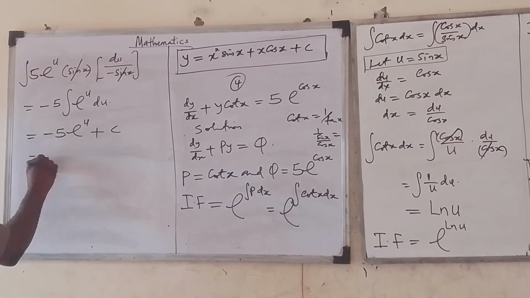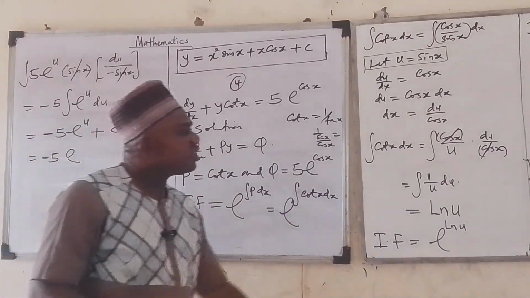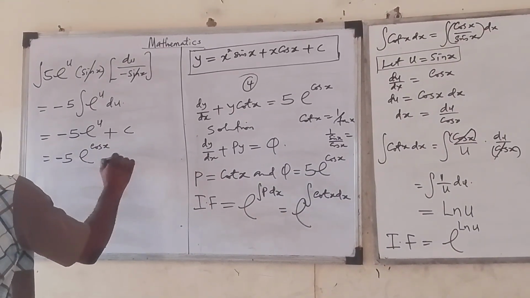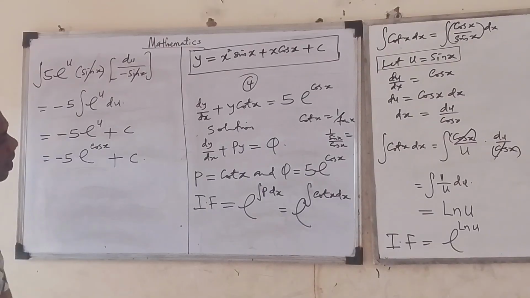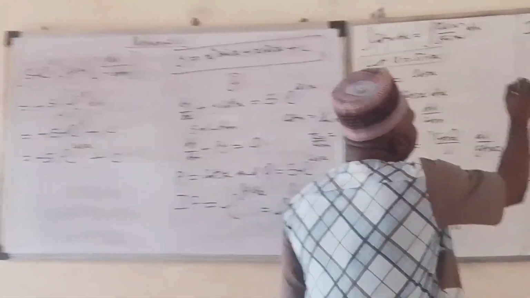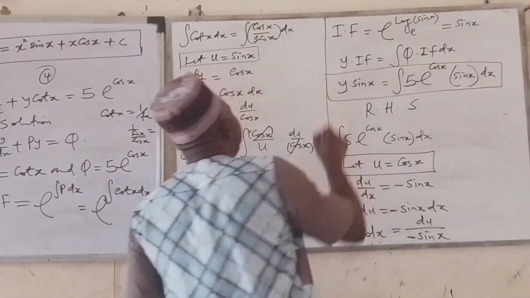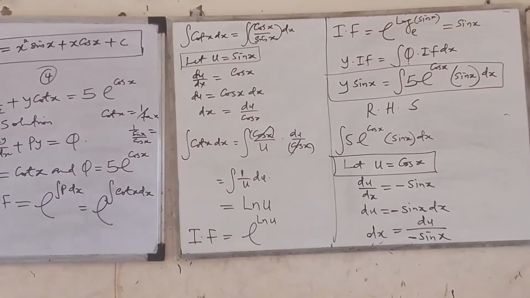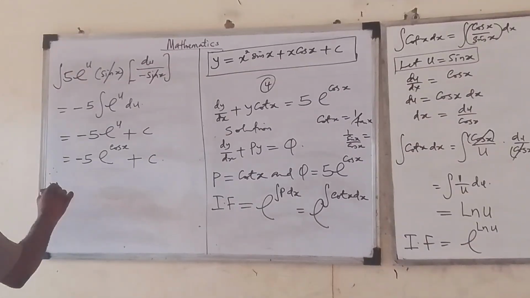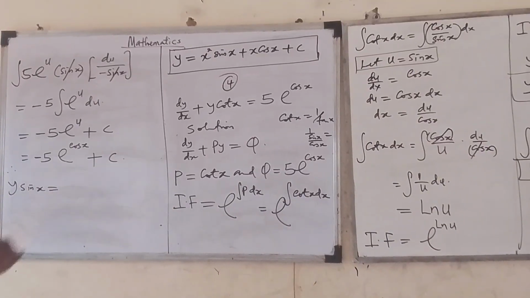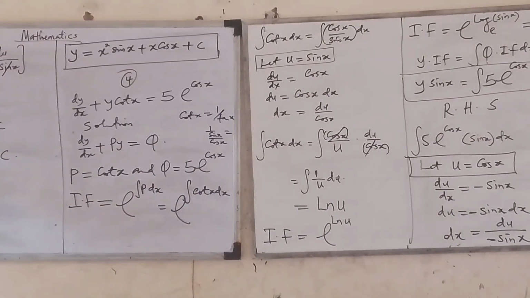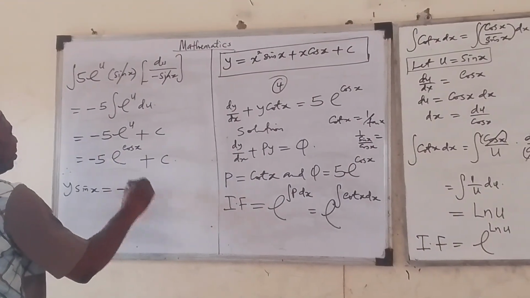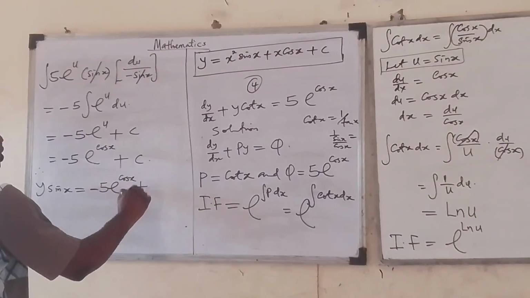So that will give us minus 5 e raised to the power of the value of u. I remember we said let u be equal to cos x, so it will be minus 5 e raised to the power of cos x, plus constant. Now remember this equation: y sine x. Therefore y sine x will be equal to the right hand side, which is minus 5 e raised to the power of cos x, plus c.